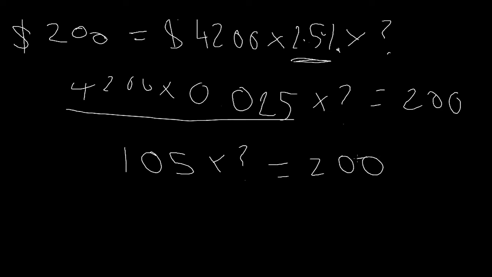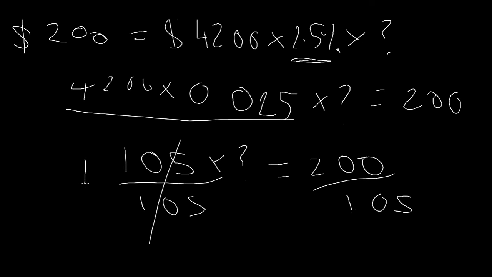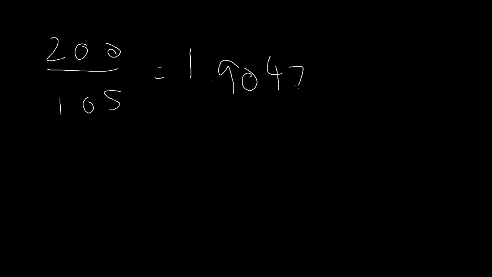Okay, and then we're going to take the same approach we did last time, so we're going to divide both sides by 105. These two cancel out because it's the same thing as 1. And then we're left with this, which is going to be the number of years, is going to be the same thing as 200 divided by 105. So 200 over 105, putting that in your calculator gives you 1.9047, and so on.